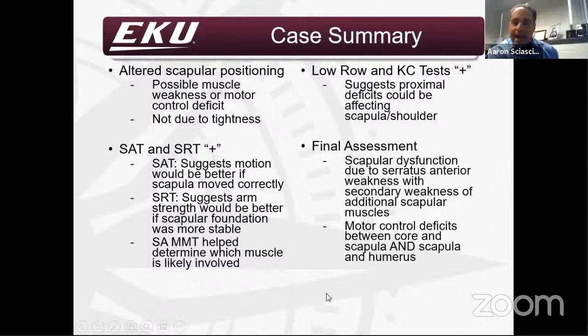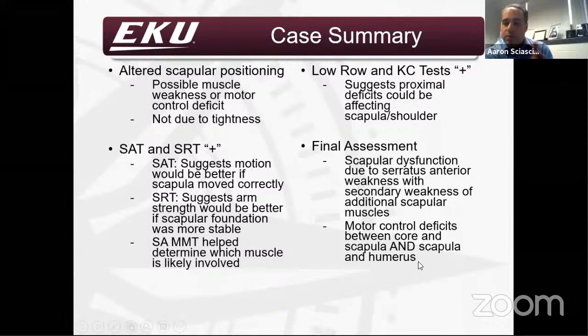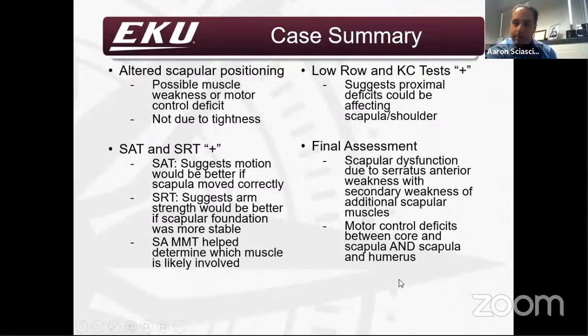So overall, what do we have? We have scapular dysfunction due to serratus anterior weakness primarily. Maybe a little secondary weakness of the other muscles, but it was a little hard to distinguish with our testing. And we believe we do have a motor control problem because of the disconnect between the core and the scapular muscles, as well as between the scapula and the humerus.